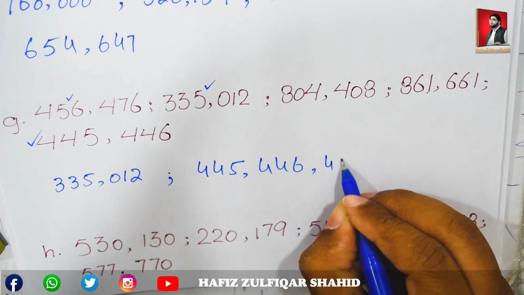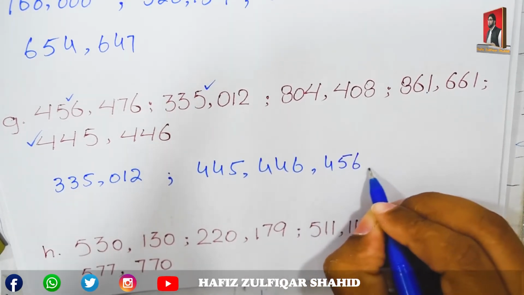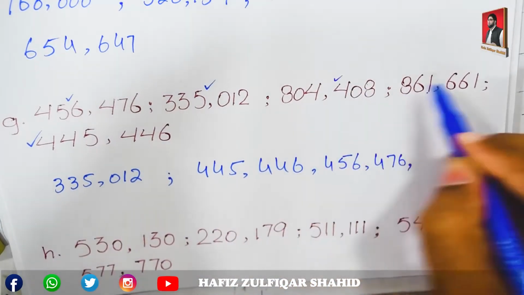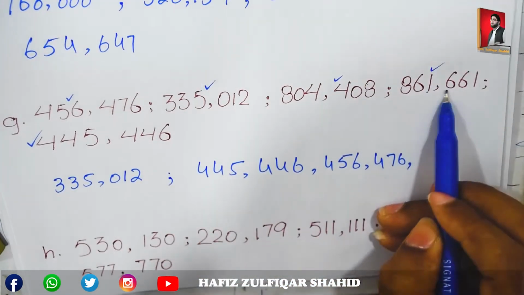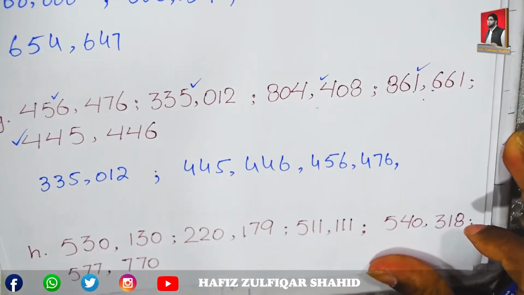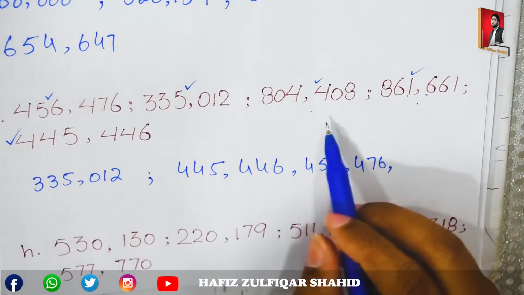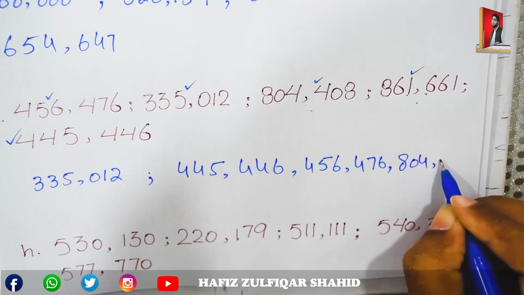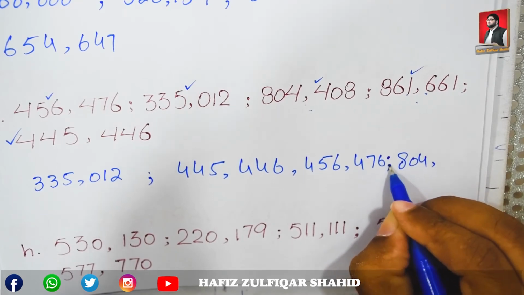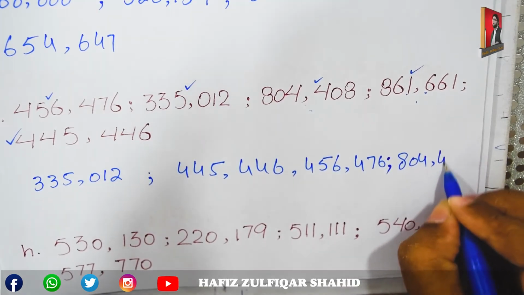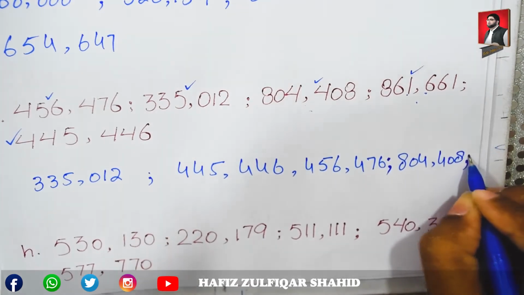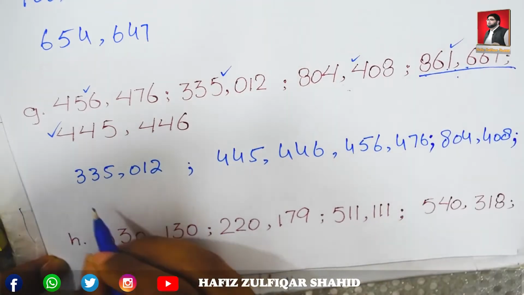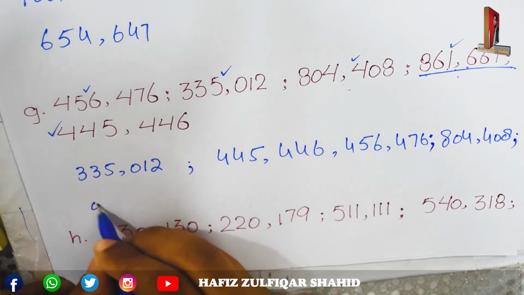Write it down below here. Now we have left only 2 values. Now compare these two, which is smallest. Write it first. And the greatest one is left. Write it in the last.